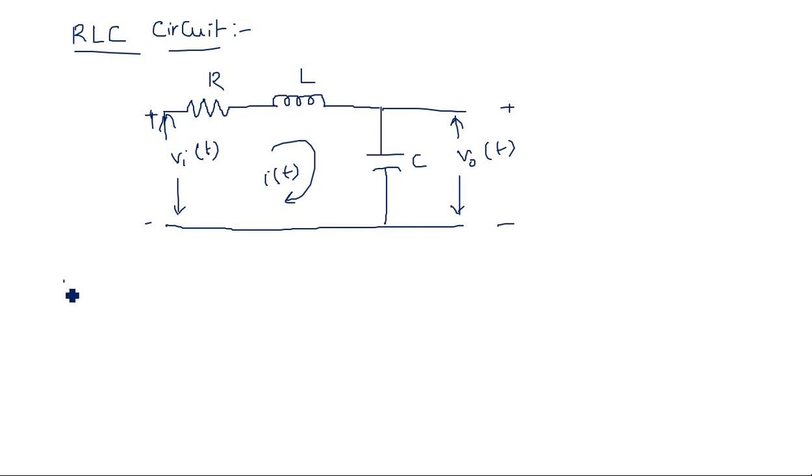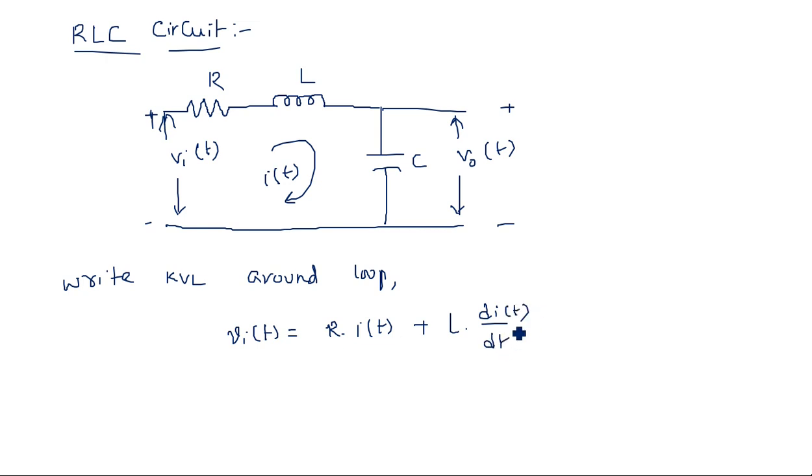Let us write KVL around the loop. Then Vi of t is equal to R into I of t, plus the voltage across the inductor, L into di by dt, plus 1 by C integral I of t dt. So we know, apply Laplace transform on both sides.